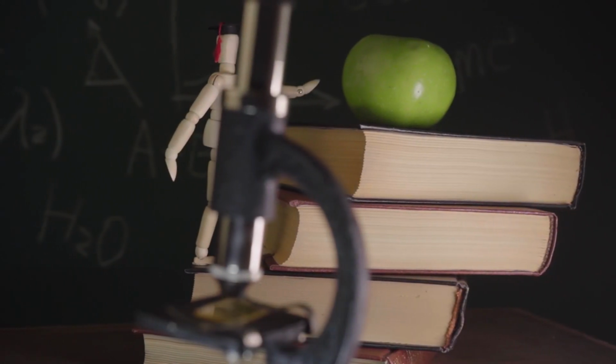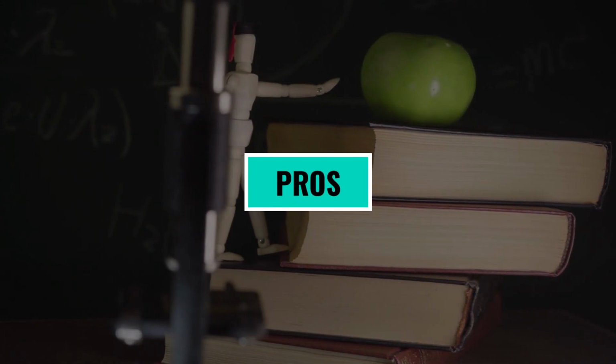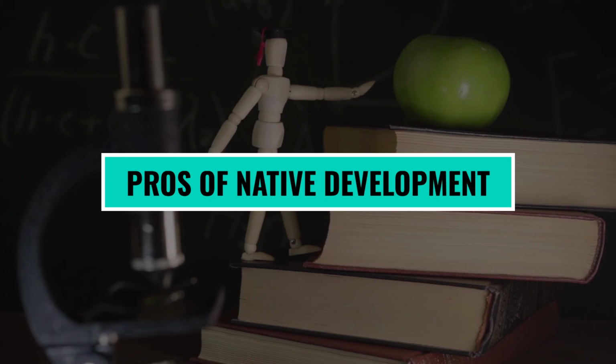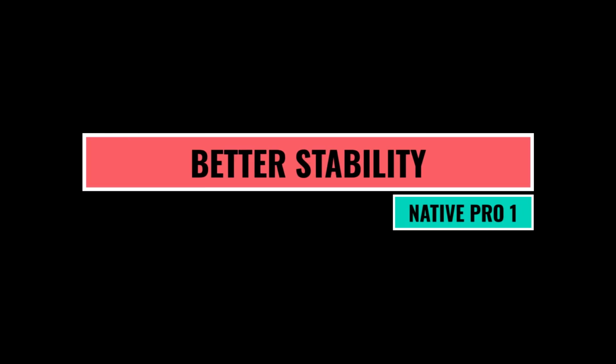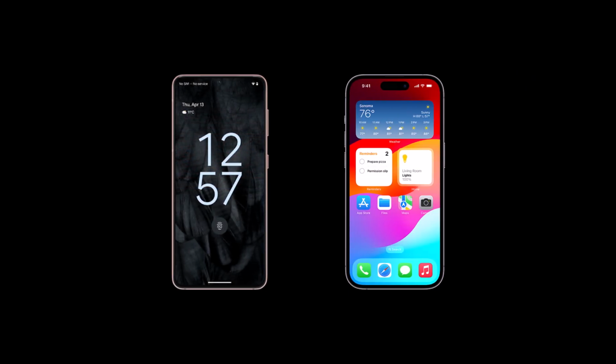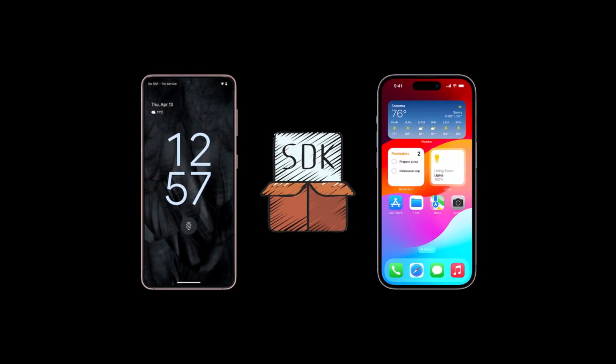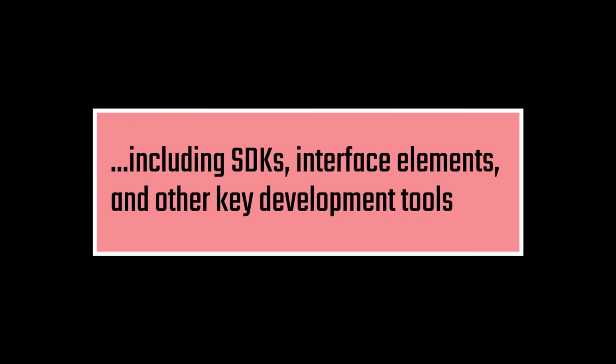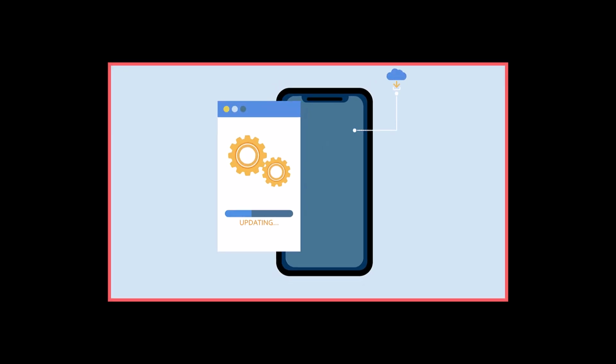Now, with the basics covered, let's quickly explore the strengths and weaknesses of each approach, starting with the pros of native development. Number 1, better stability. Whether you're developing an Android app or an iOS app, you will work with SDKs. Thankfully, Apple and Google continually provide support and tools for their operating systems, including SDKs, interface elements, and other key development tools. And due to this, native apps are more stable in terms of updates and maintenance.